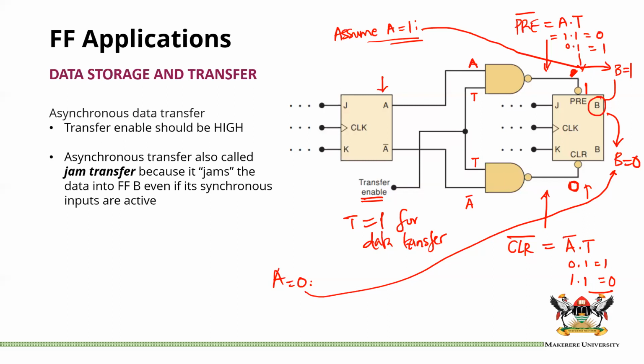Any questions on this? Vivian? Morning, sir. Good morning, Vivian. My question is about the presets and the clear. You said for preset is equal to A and then for clear is A bar and T.